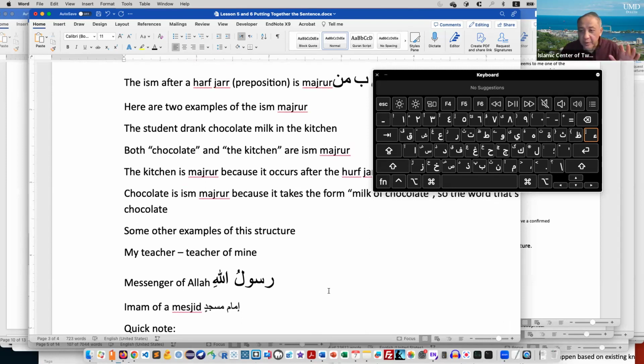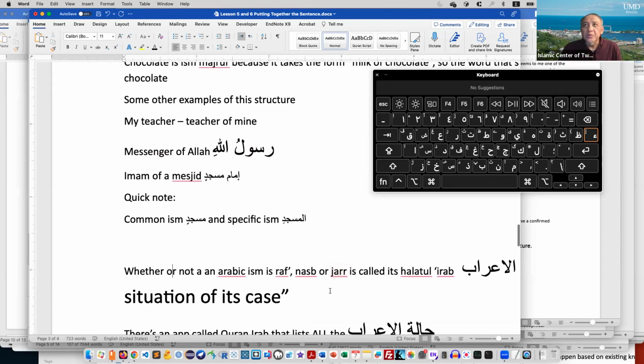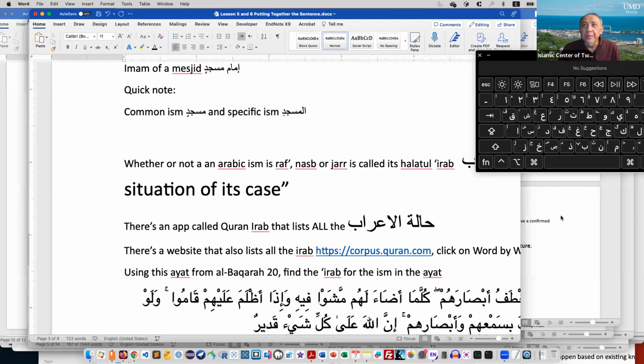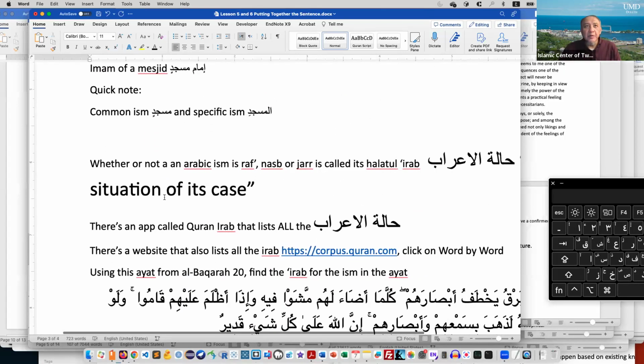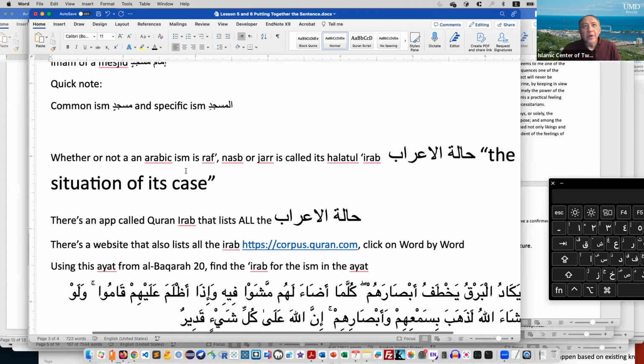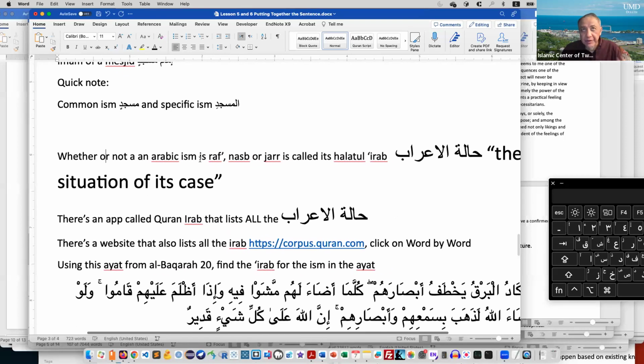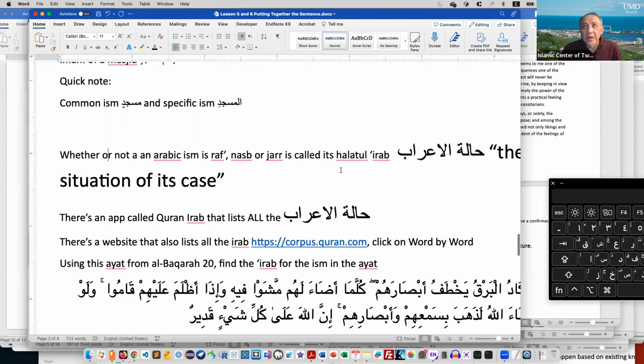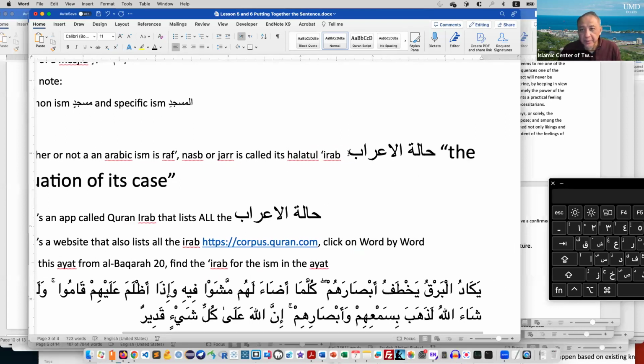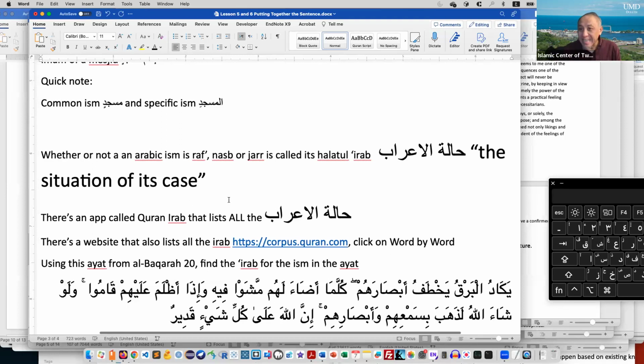So that's basically what I wanted to go over, some changes, some refinements to what we studied last time. So to wrap up, this whole concept that we just learned, whether an Arabic isim is rafa, nasab, or jar, is called halatul i'rab. That's the topic we're talking about now. It's called halatul i'rab, or the situation of its case.